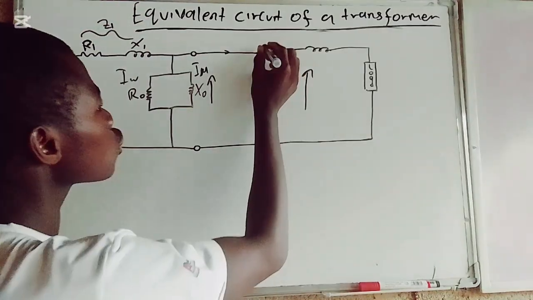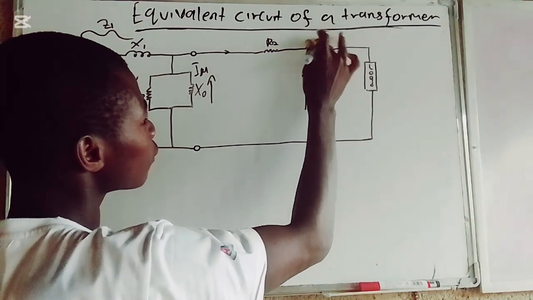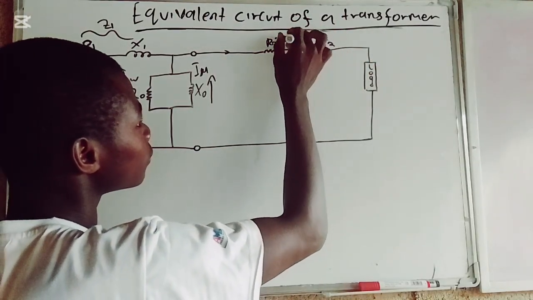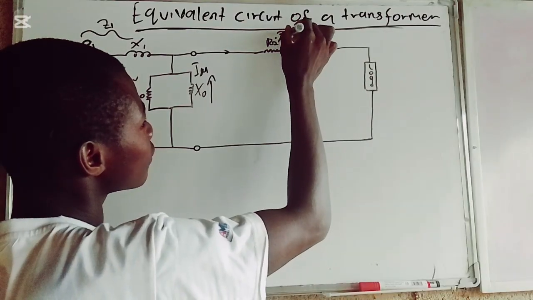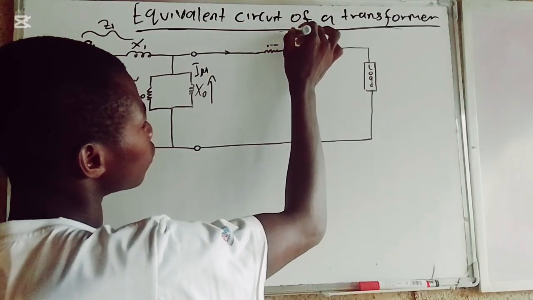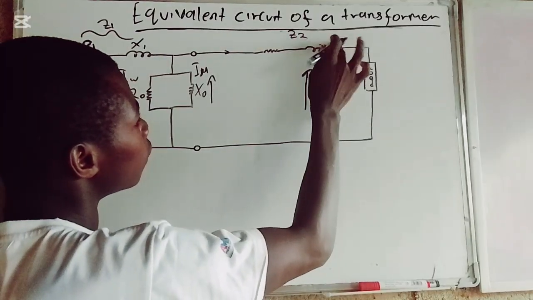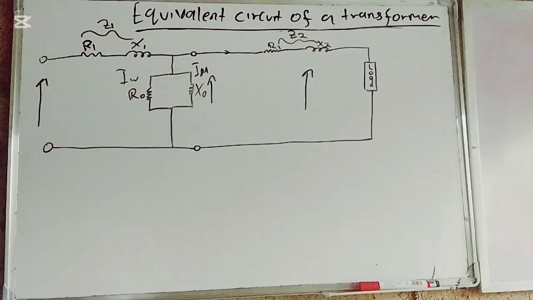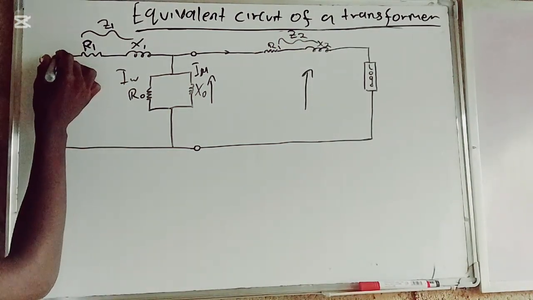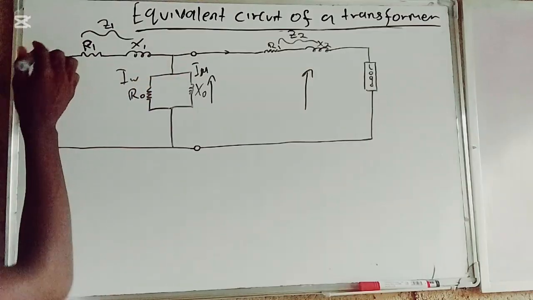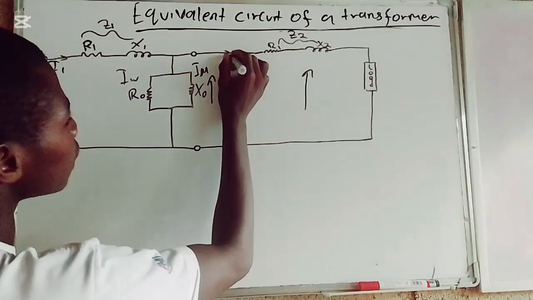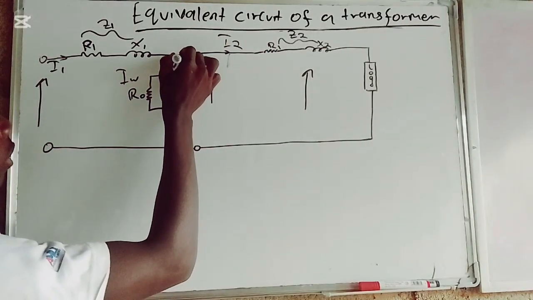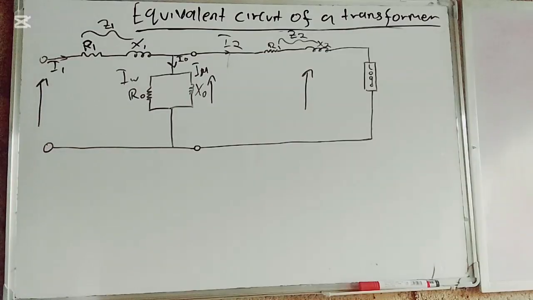This is Z1. And also we have R2 and X2, and in this part we have Z2. This is X2. This is R1. So also don't forget we have the current that is passing through. We have I1, and we have I2, and we have the current here, which is I0.